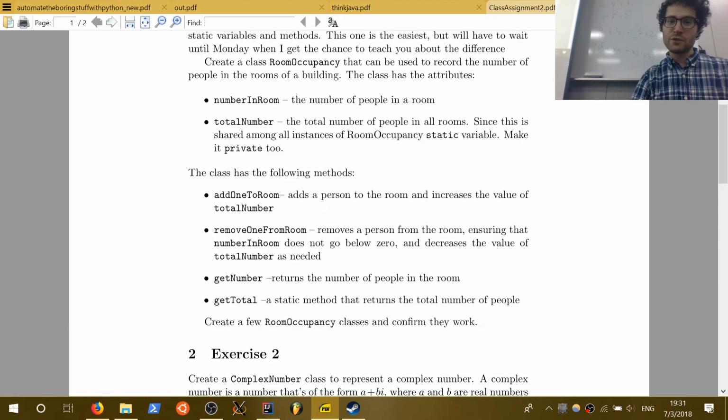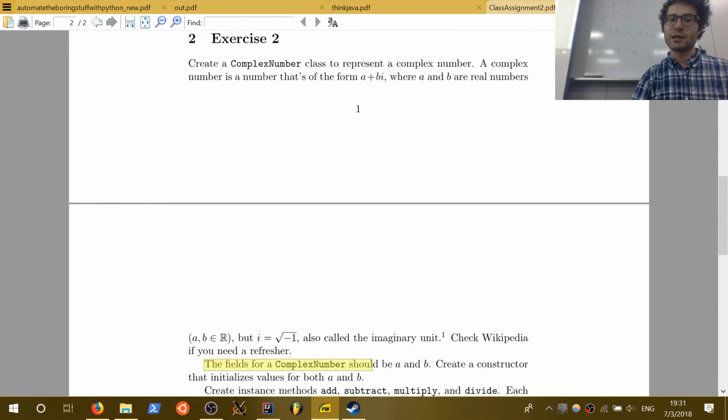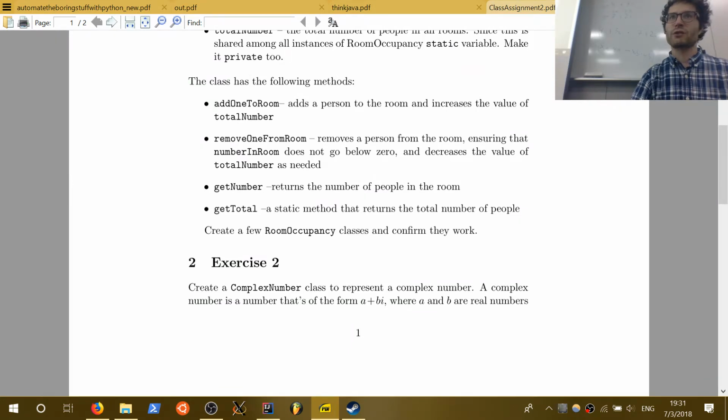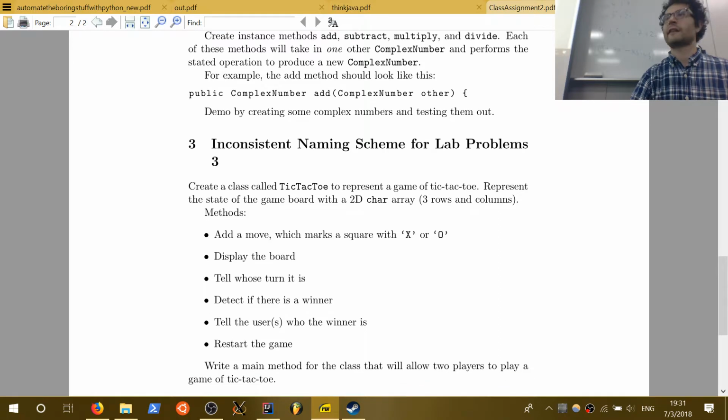Okay, so these first two exercises, this is worth 100 points. The first 2 exercises are only worth 12.5 points each. The last one is tic-tac-toe. So we're going to create a game called tic-tac-toe to represent a game of tic-tac-toe. So it's a class. For the state of the game, where everything is, we're going to use a 2D array, 3 rows and 3 columns, 3 by 3.